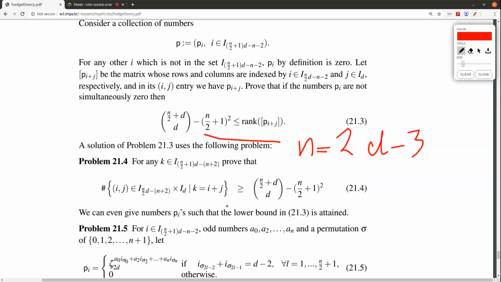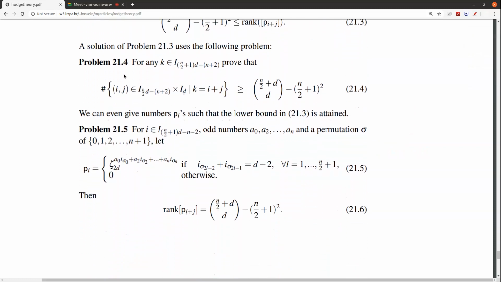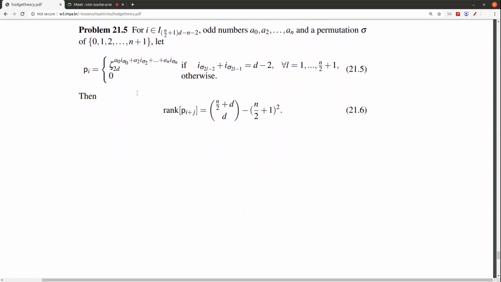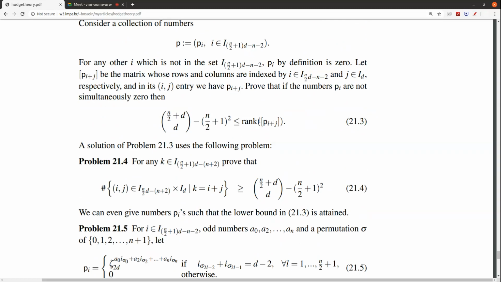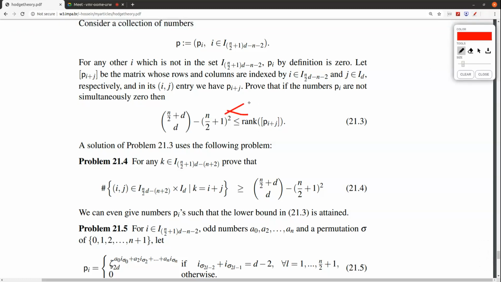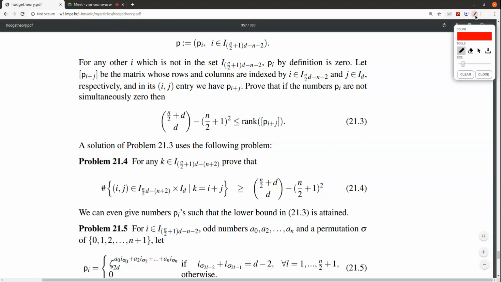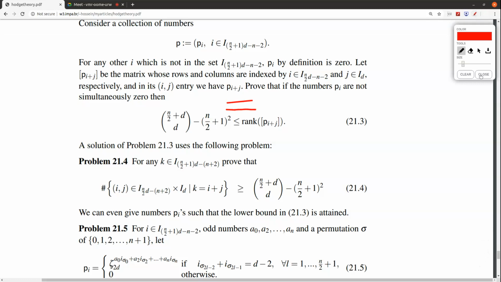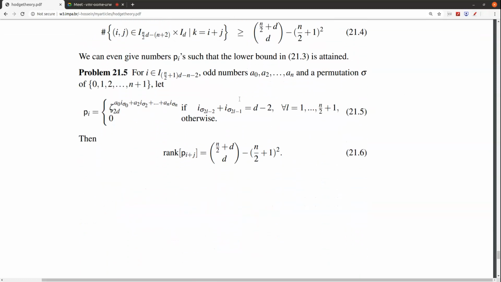Let me go to another problem, let's go to this problem 221. One question: it is interesting to ask when this rank is reached by this number. So when we have an equality here, and the next problem is it exactly gives the equality.